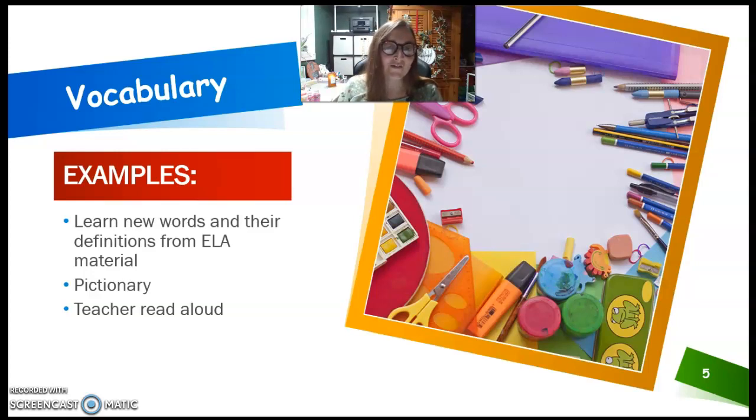The examples that I have for helping with vocabulary would be to learn new words and their definitions from the ELA material. The current one that our school is using has a list of 6 to 8 words each story week. The book has them listed out with pictures. They're in the back of the book in the glossary. In the story, they have the words highlighted.